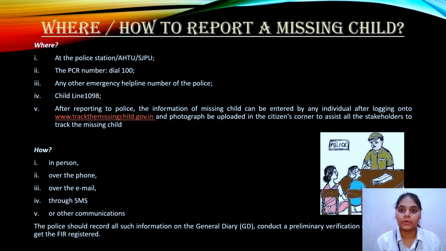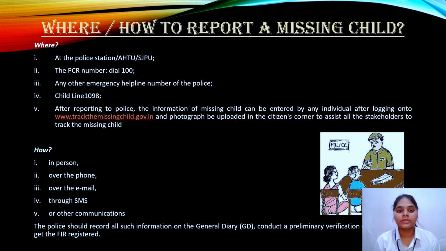Where or how to report a missing child? Where can you report a missing child? It can be reported at the police station or any subunit that has been formed for these purposes, or the PCR number, the 100, that is the number for the police. Any other emergency helpline number of the police, any helpline number that has been provided for contacting the police. And childline number 1098, like I said, it is a toll-free number for contacting the child line in case a child goes missing.